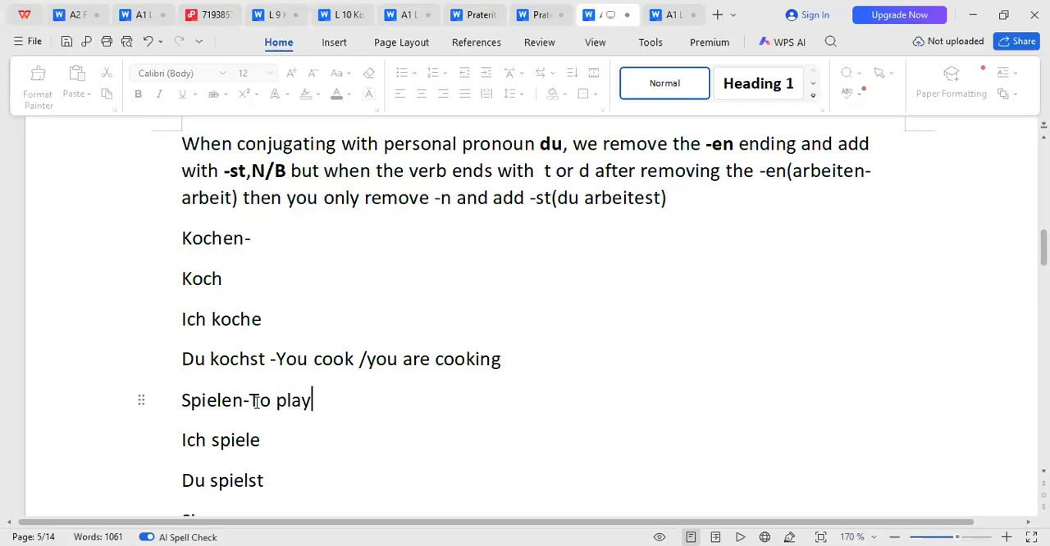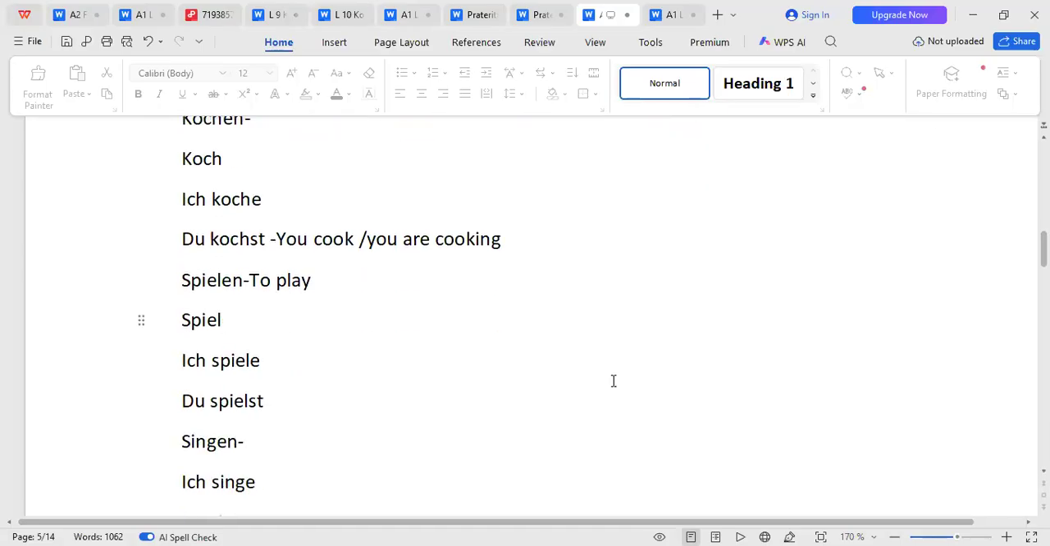So the rule is simple. If you have spielen, just remove the en first. You will have spiel. Then follow the rule. If you have ich, write the spiel and add an e: ich spiele, I play or I am playing. Du spielst, you play or you are playing.